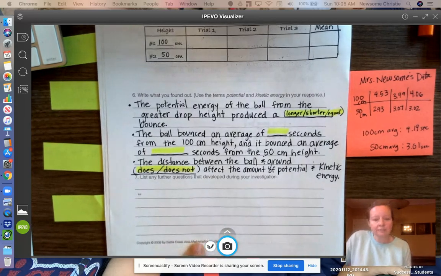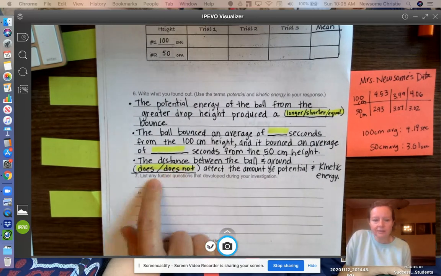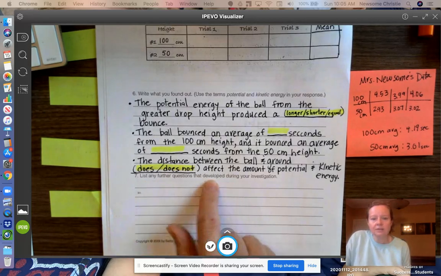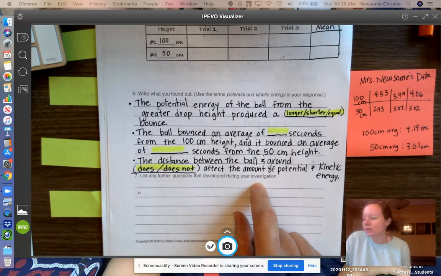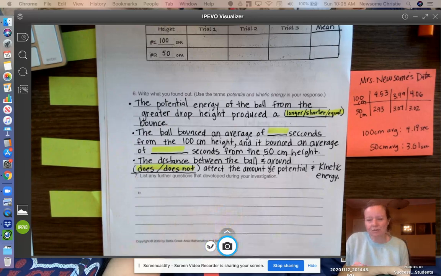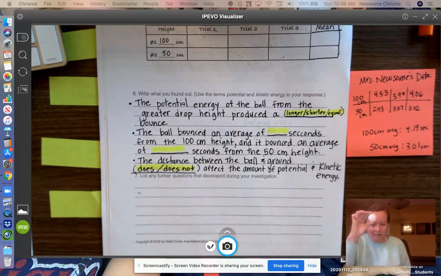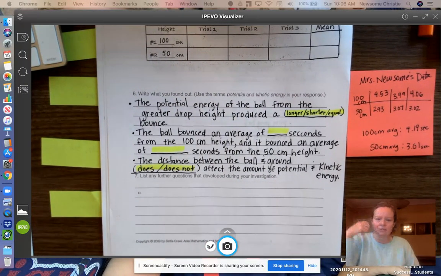Number 7, this question, which is right up under here, says, list any further questions that developed during your investigation. So if you were going to extend this experiment, what else would you like to investigate? So think about what else you could test. We had this ping pong ball. Do you think other balls will get a similar result? So could you test this with different kinds of balls?